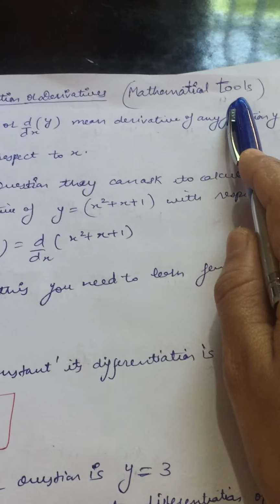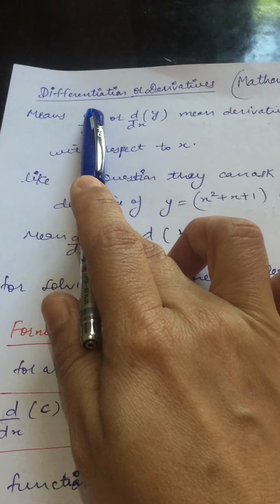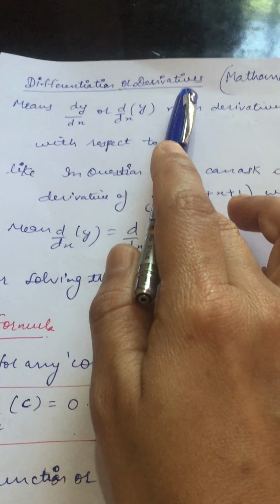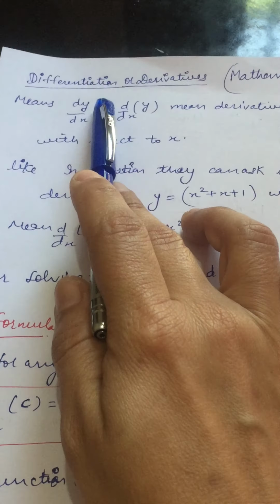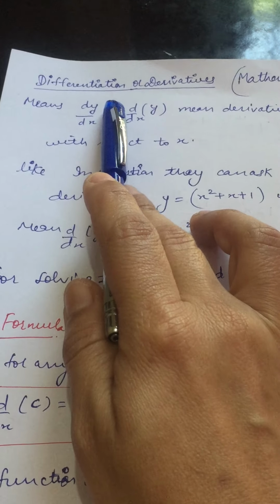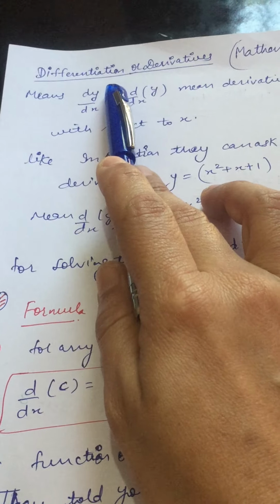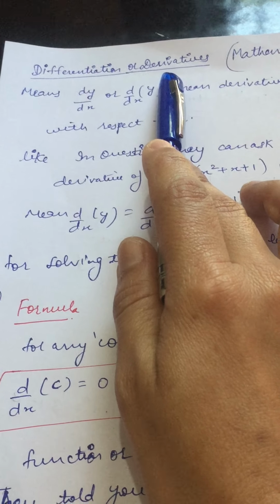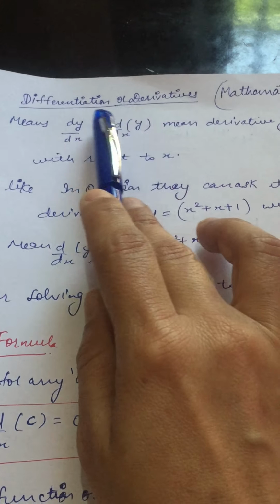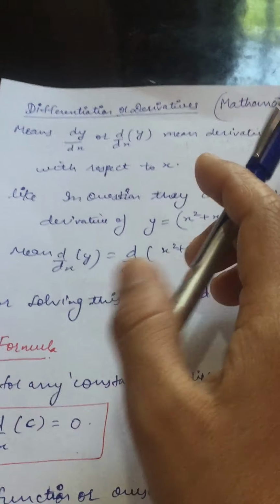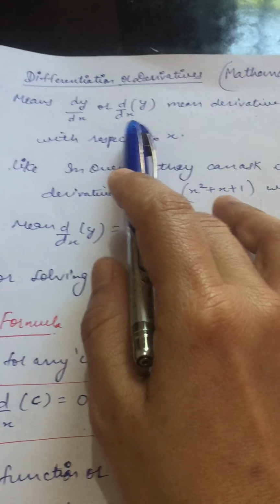In that mathematical tools chapter, first of all, I will discuss with you differentiation, which is also called derivatives. As the things are new for you, beta, you need to be very patient for understanding the things and for listening to me. I'll help you out in every way to make the things clear. So today we will discuss about derivatives and differentiation. First of all, what is the meaning of derivative?